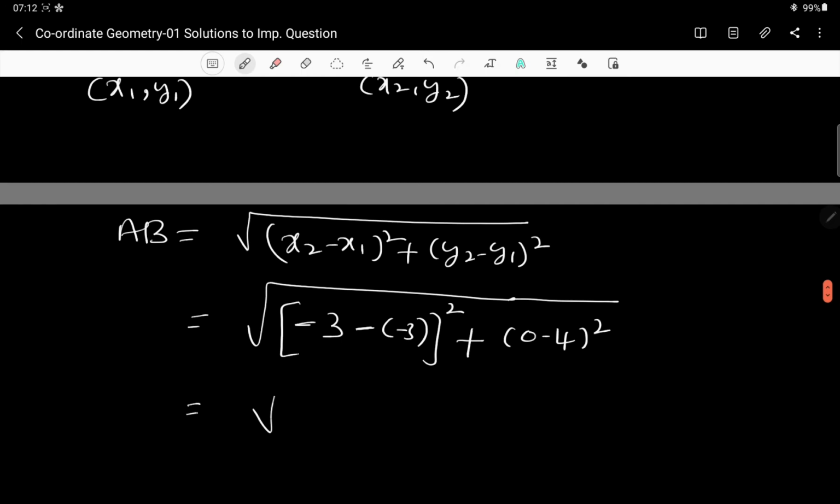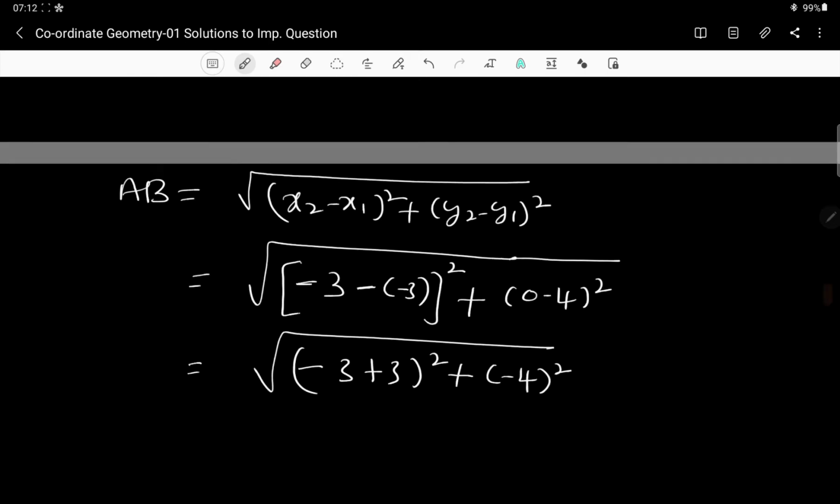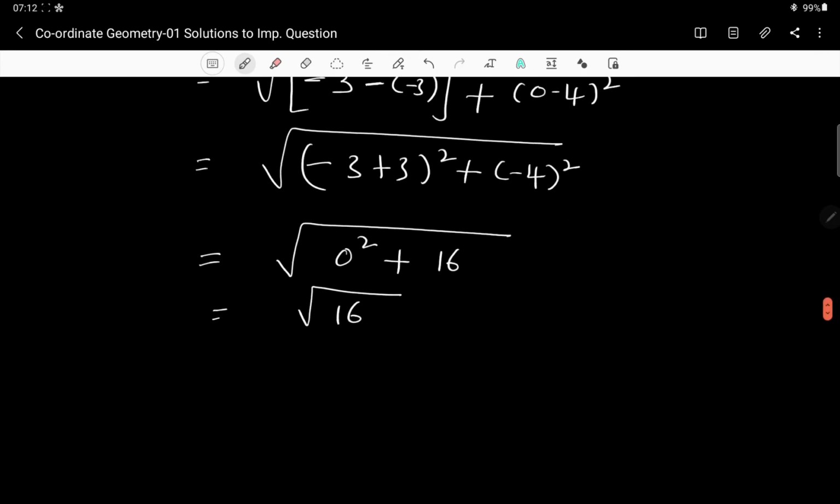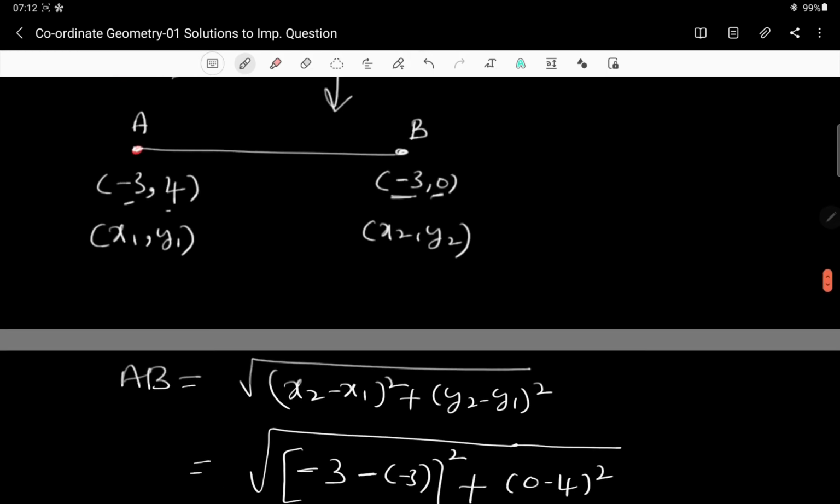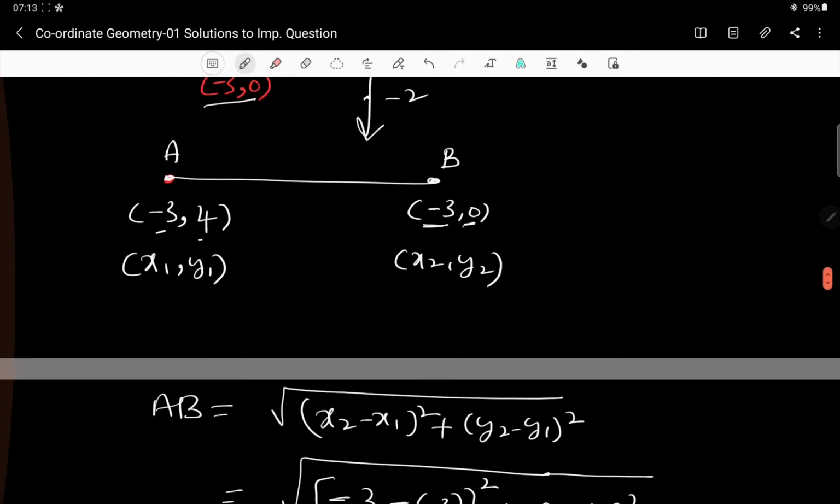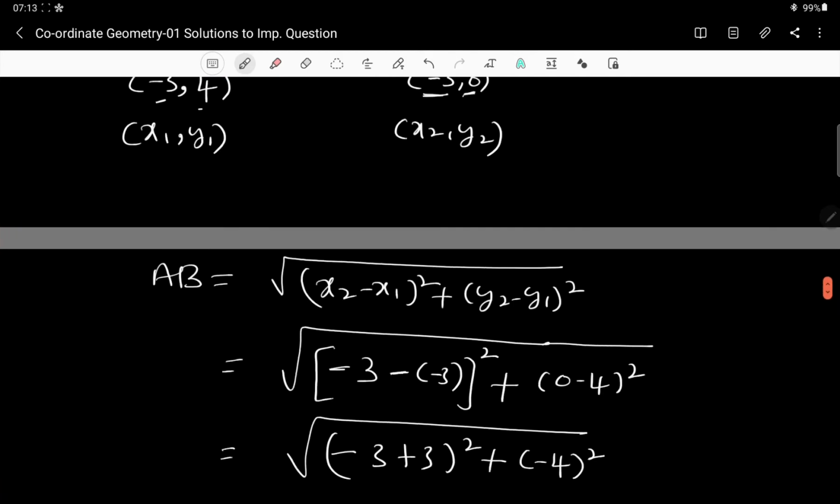So that is equal to under root (minus 3 plus 3) whole square plus (minus 4) whole square. Under root, minus 3 plus 3 is 0 square, then plus (minus 4) whole square is 16. So 0 square is 0 only. So 0 plus 16 is 16, under root 16 is 4. I told you, no? So the answer is going to be 4 units. Look at this, this is 4 units, no? But mathematically, by using this distance formula, this is how you can solve this.